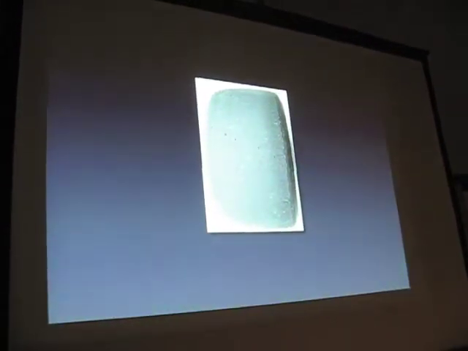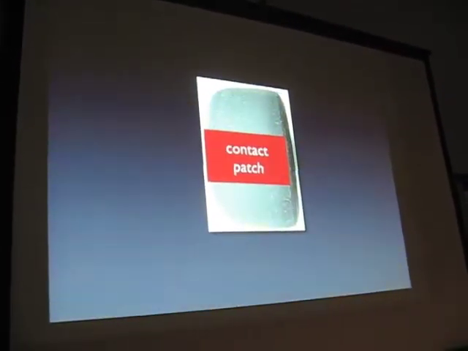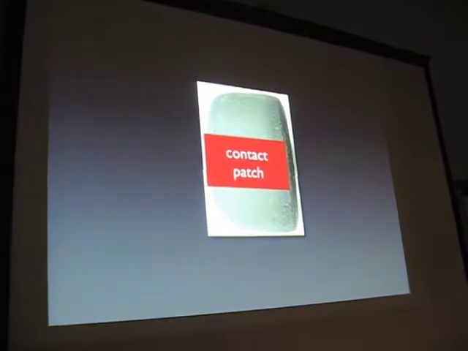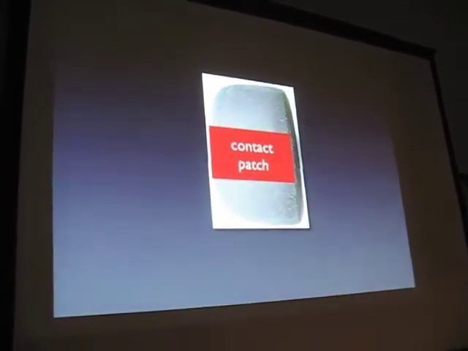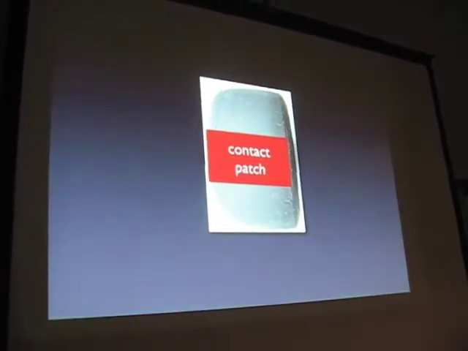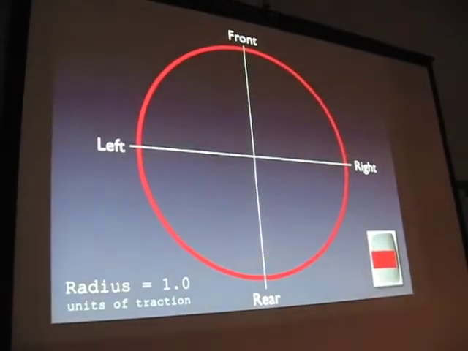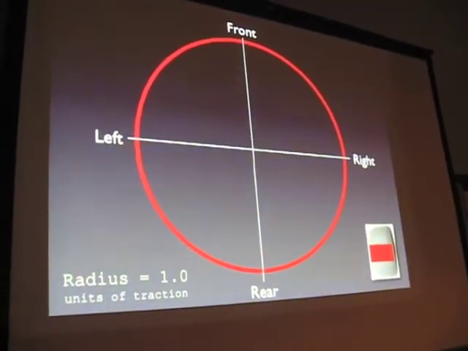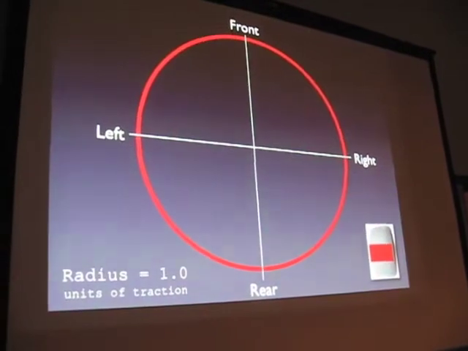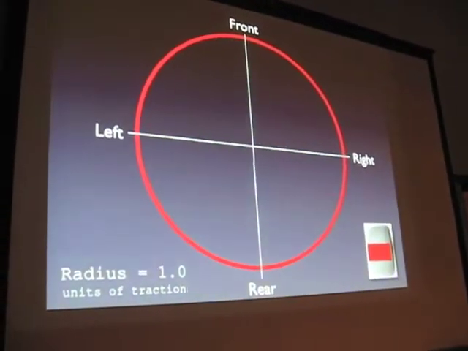This is the bottom of a tire, or the view of a tire. This right here is a thing called a contact patch. The part of your tire touching the ground is actually a rectangle, not round. That's right. This right here is what's called a traction circle, which is used to do a lot of analysis in racing. The radius is just one unit of traction.